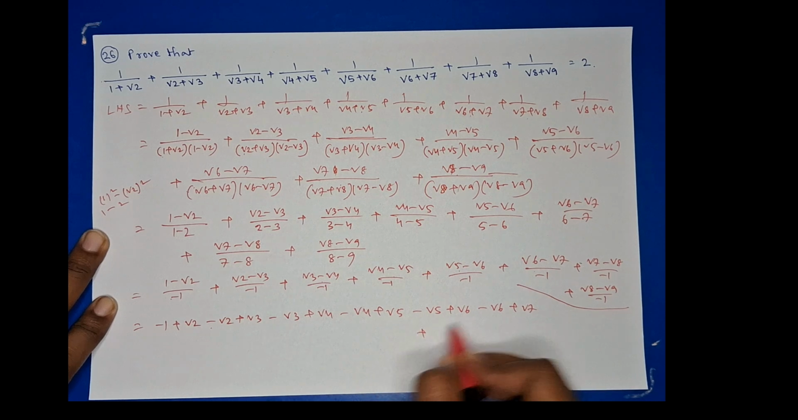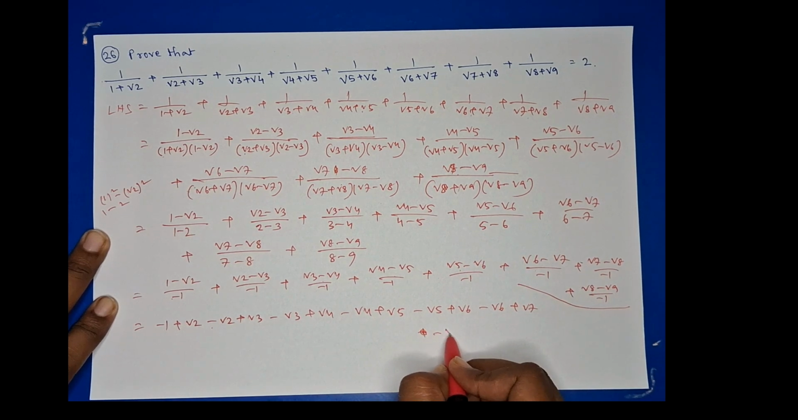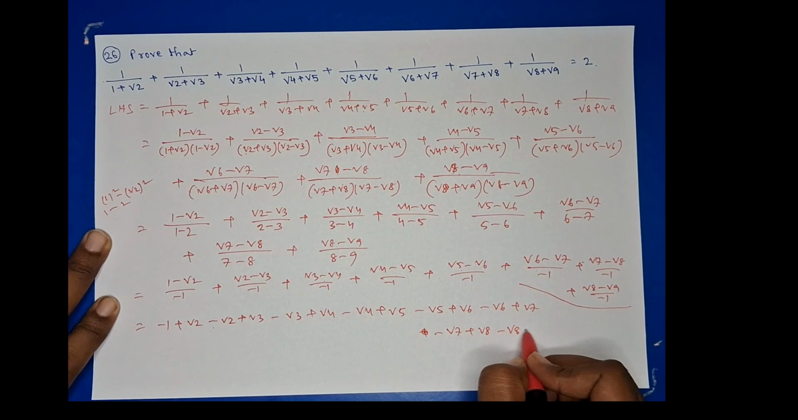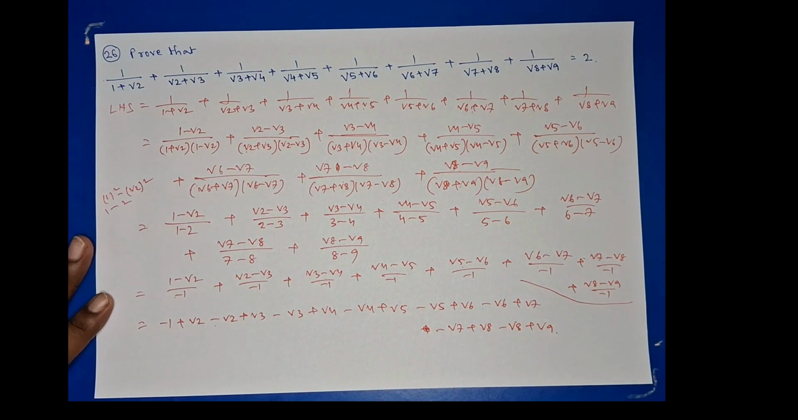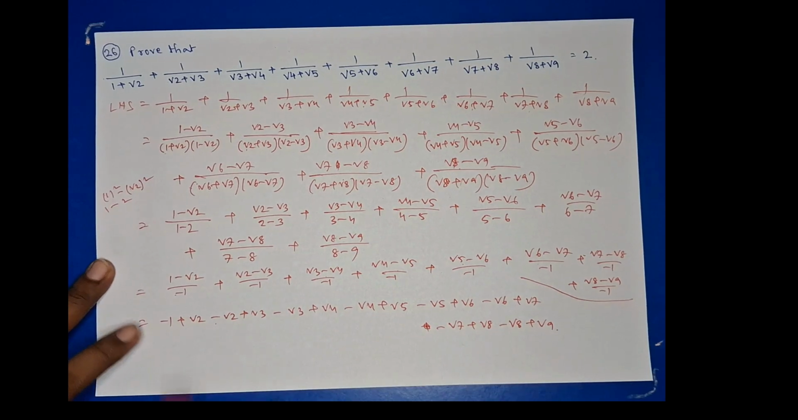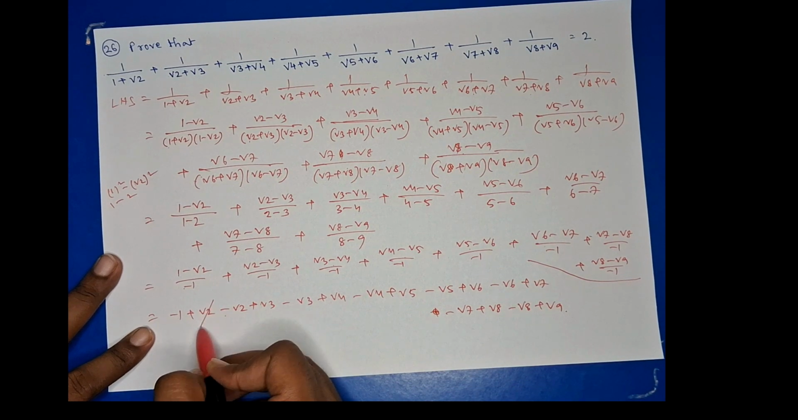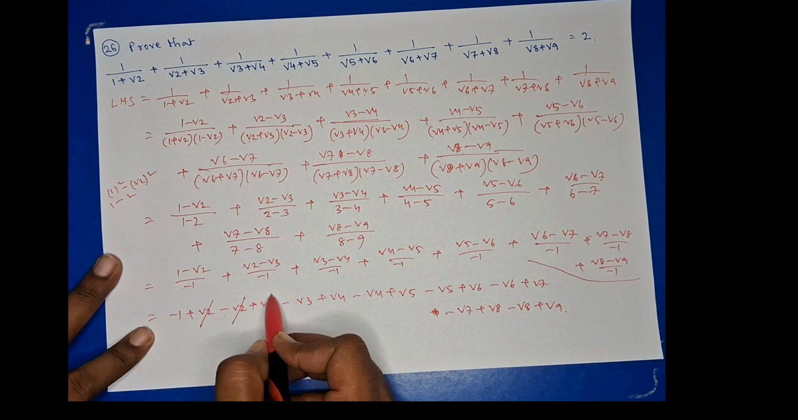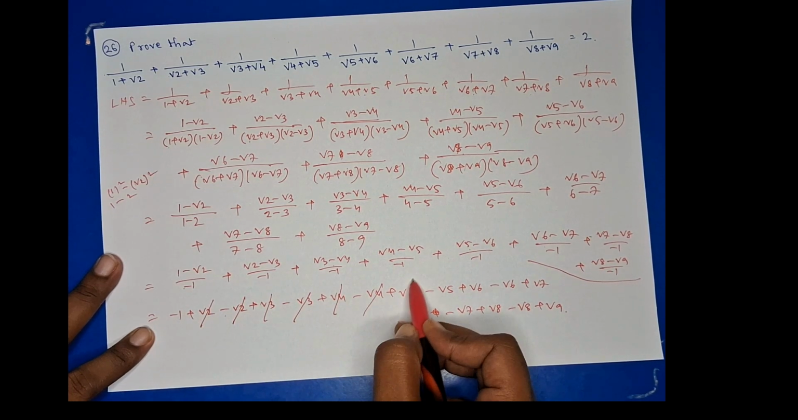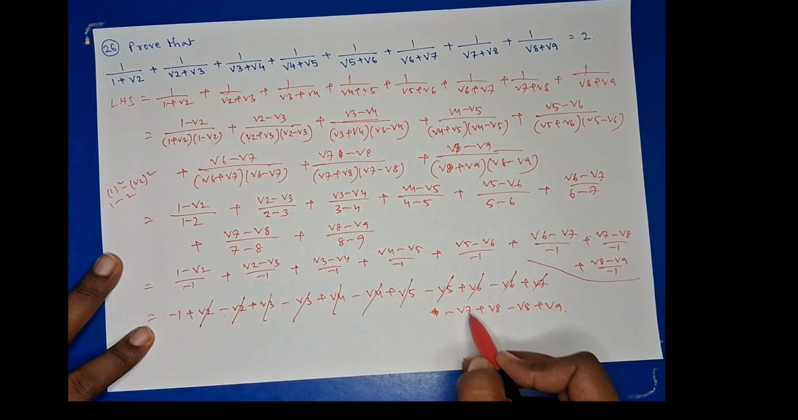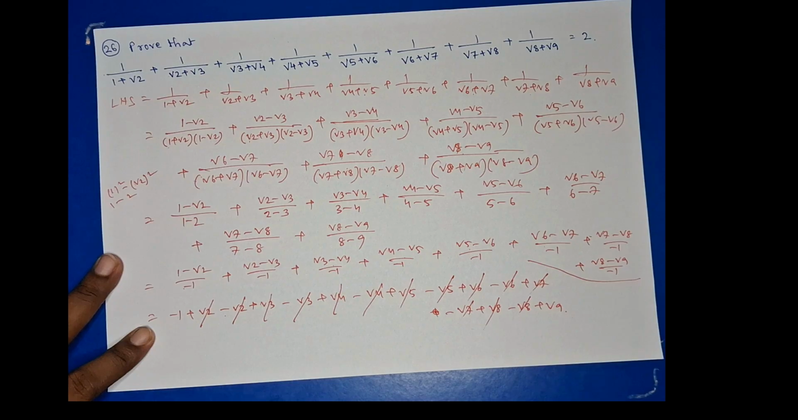Then this one, minus root 7 plus root 8. This one, minus root 8 plus root 9. So now let us check what is deducted. Root 2, root 2, root 3, root 3, root 4, root 4, root 5, plus root 6 minus root 6, plus root 7 minus root 7, plus root 8 minus root 8.